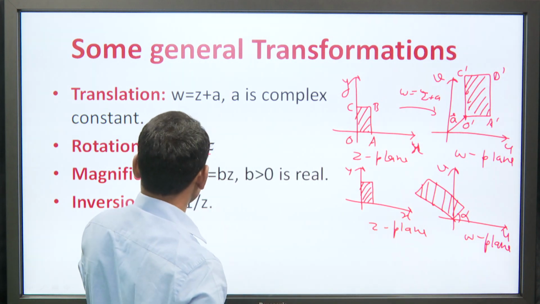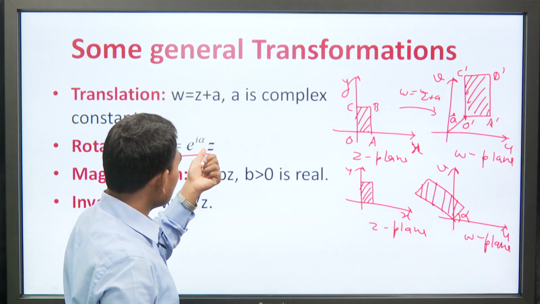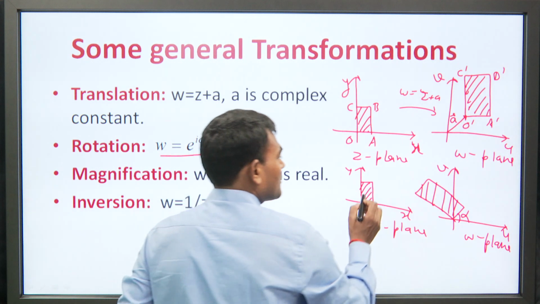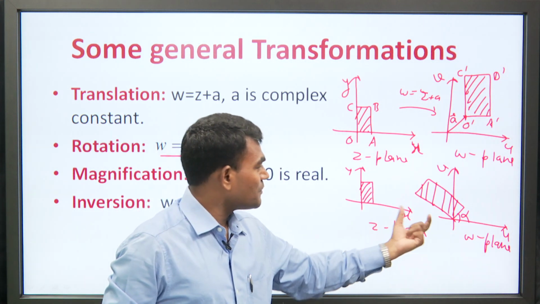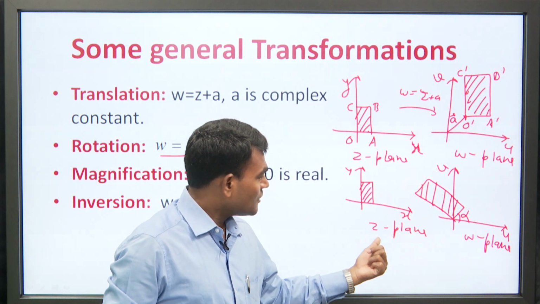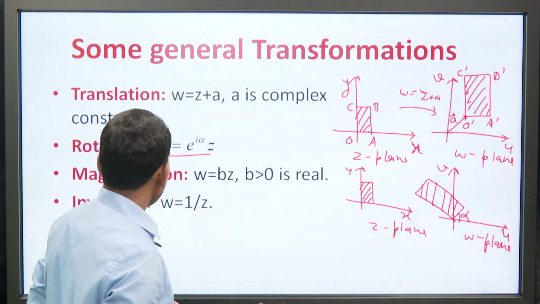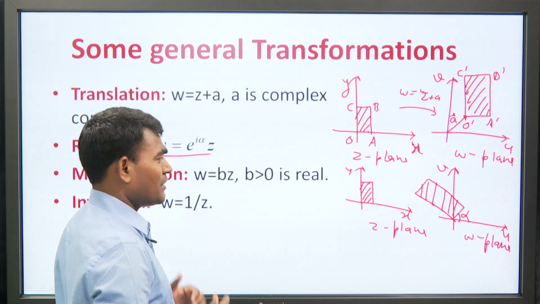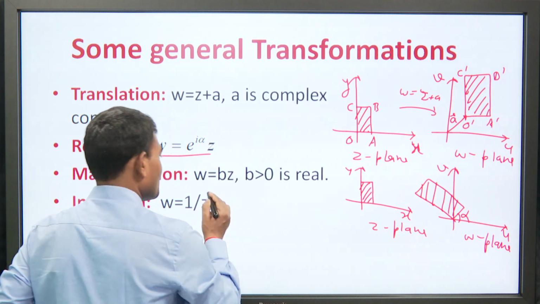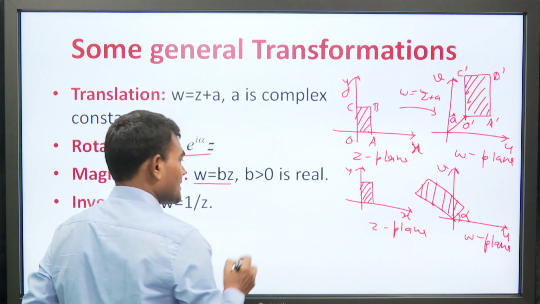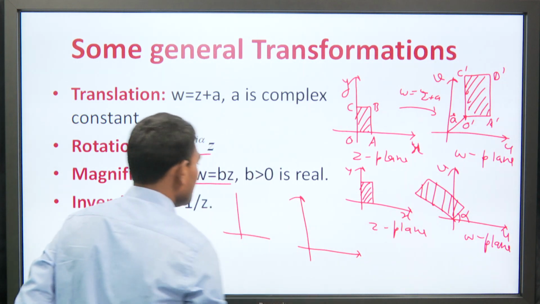Then it can be seen very easily that omega is equal to e to the power iota alpha into z will be the rotation, and in this way the figure will rotate in the z plane and in the omega plane respectively. Now, magnification in the sense it can be stretched or contracted. By this transformation the magnification can be understood in this way.